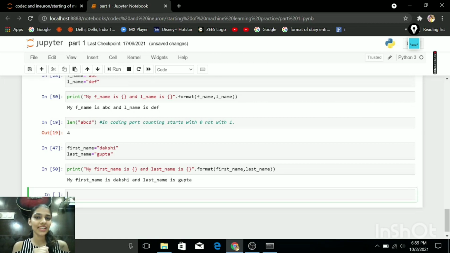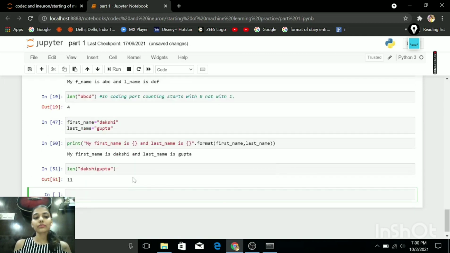This is interesting guys. After this, I want to check the length of my name, Dakshi Gupta. So the length of my name is 11. First of all guys, I want to tell you that in coding, counting starts from 0, not 1. Okay, so this is the end of my part 1 guys.